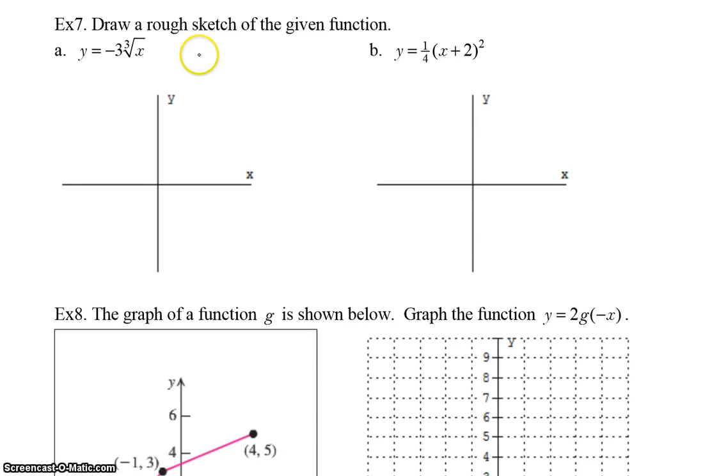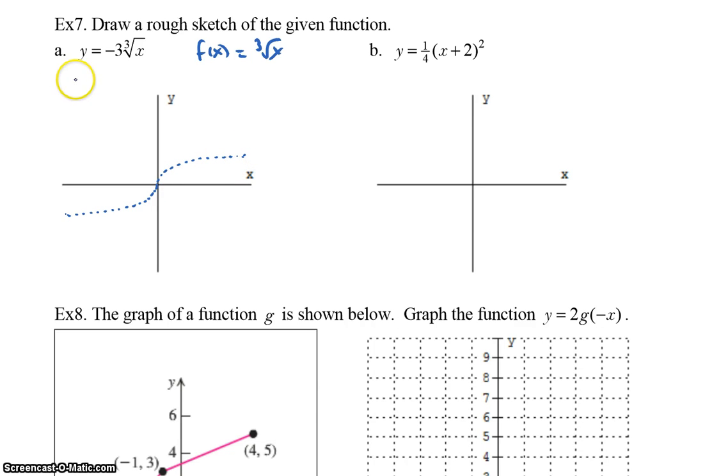Our parent function here is f of x equals cube root of x. And recall from the previous section, the shape is similar to that of f of x equals x cubed, but it's sort of like it's lying on its side. It has more of a horizontal orientation. That's the cube root function.